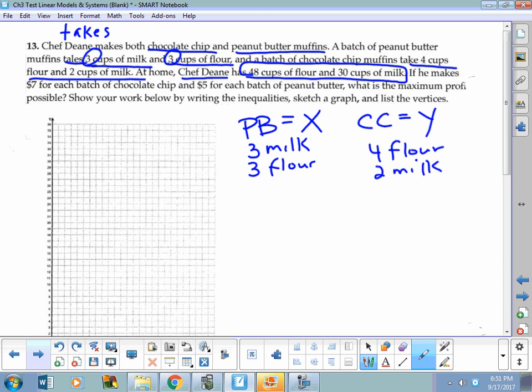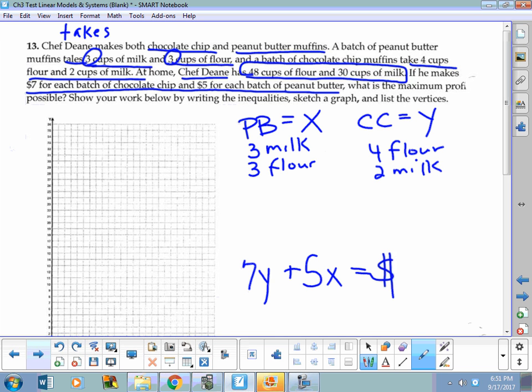And it says if you make $7 for each bag of chocolate chip, here's the money part of it, right? The money, the profit. So $7 for each batch of chocolate chip. So remember that's Y. And $5 for every peanut butter. What's the maximum profit? All right. Well, remember we deal with this later, so that's sort of one of the last things we deal with after the graph.